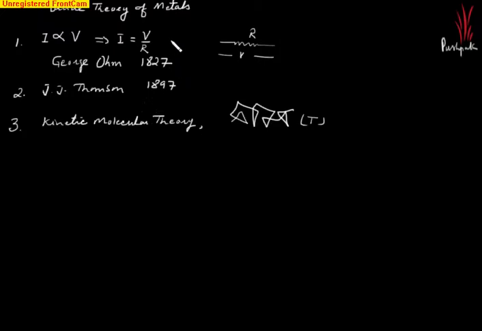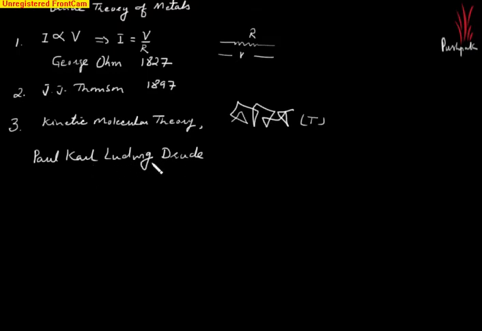These are the few facts from which this Drude theory was influenced, and Paul Carl Ludwig Drude, a German physicist, he pronounced a theory to explain the conductivity of metals and to explain this Ohm's law and to explain why thermal conductivity and electrical conductivity depend on the temperature, and also Wiedemann-Franz law, and all these things were explained by Drude theory.